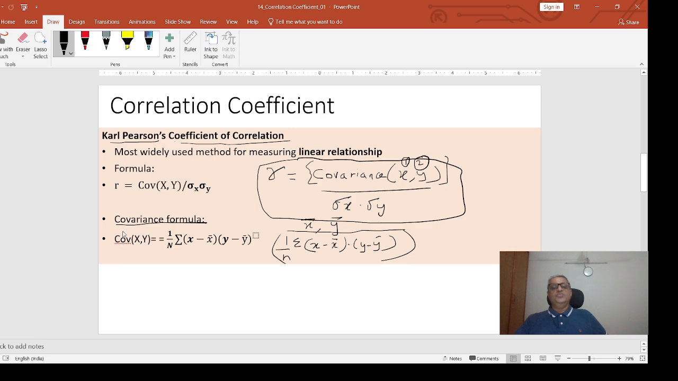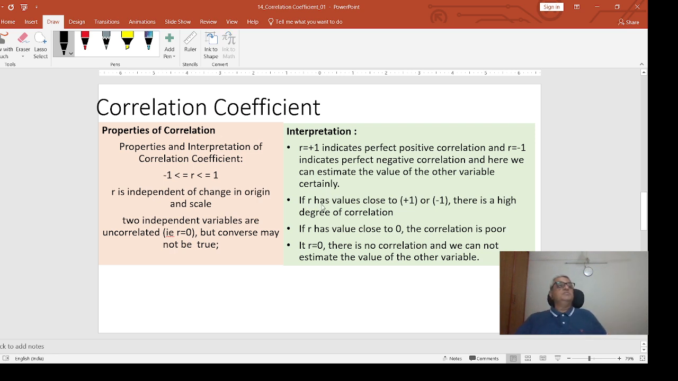Okay, so once I find the covariance between x and y, that becomes my numerator. So covariance xy becomes my numerator, and I divide it by standard deviation of x and standard deviation of y. We have already seen in previous videos how to calculate standard deviation of a variable, right? Let's move on. In fact, this formula will be well understood when I take numerical examples in my next video.